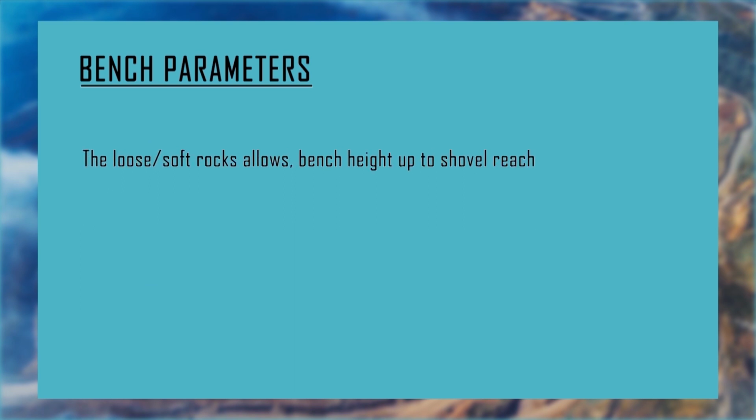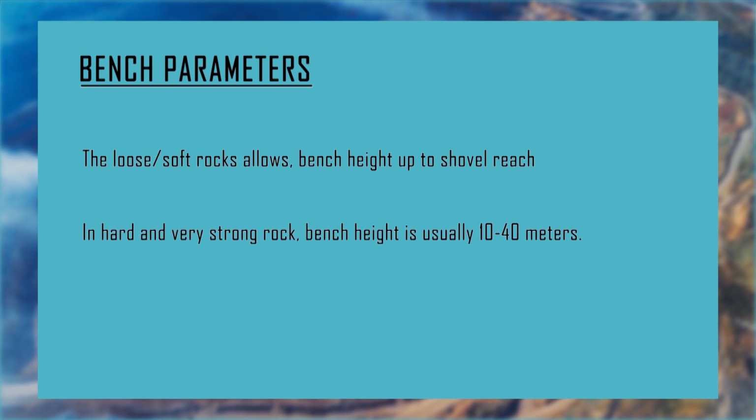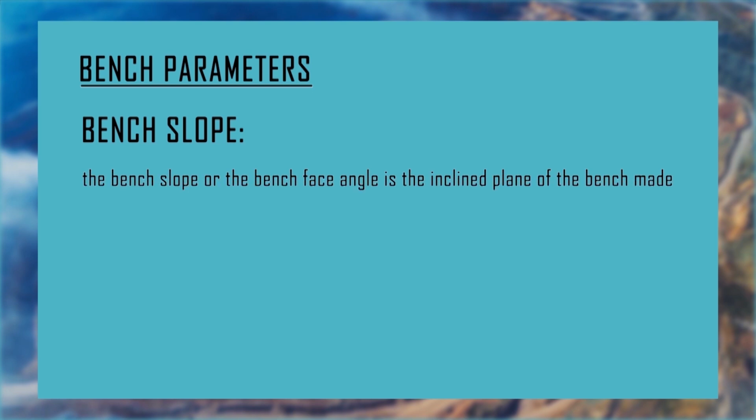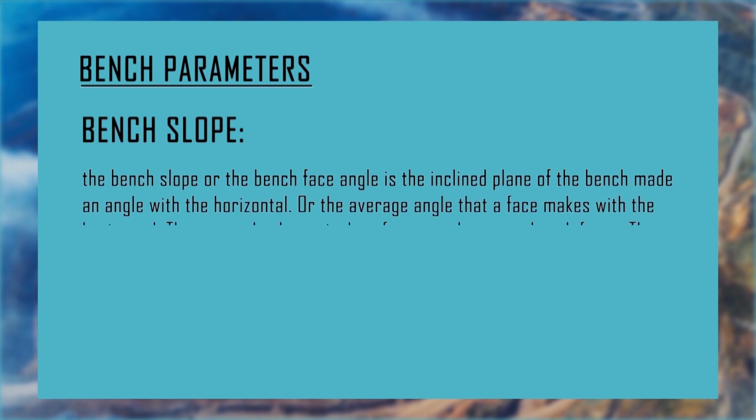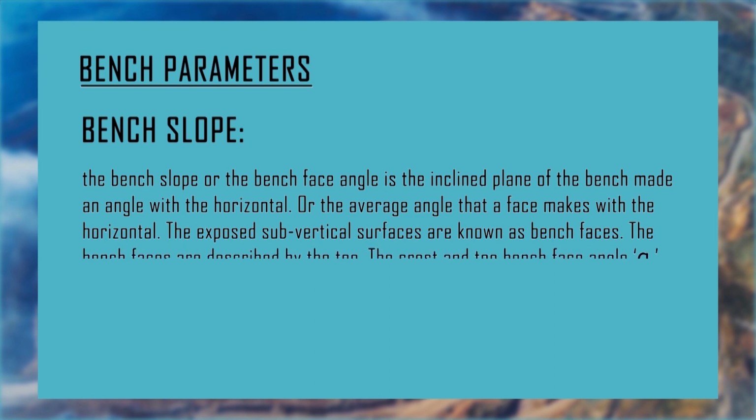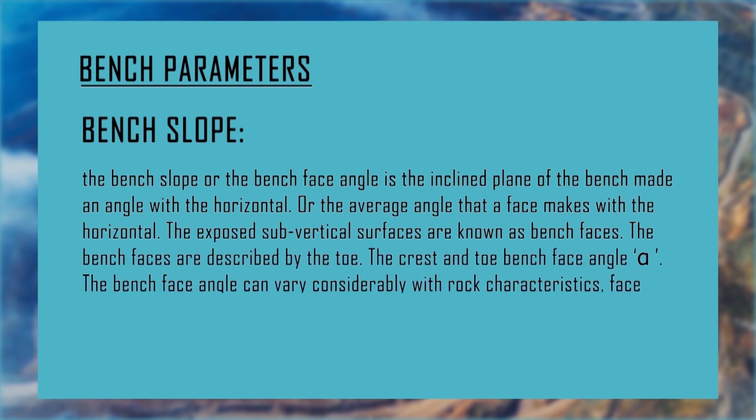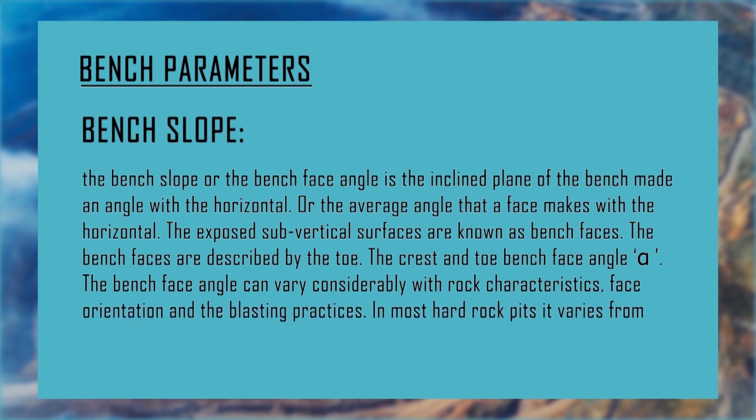The loose, oblique soft rock allows bench height up to a shovel reach. In hard and very strong rock, bench height is usually between 10 and 40 meters, but in loose rock and soft rock it is restricted to 1.5 to 6 meters. Here, bench slope. Bench slope or bench face angle is the inclined plane of the bench making an angle with the horizontal, or the average angle that a face makes with the horizontal.